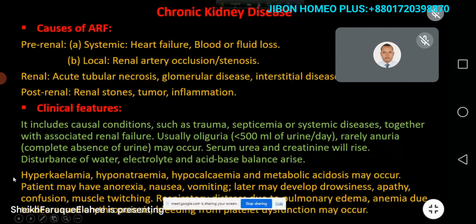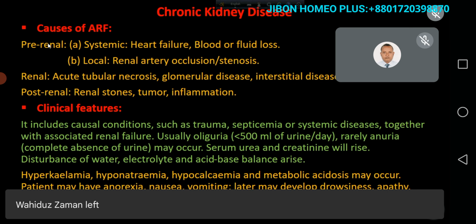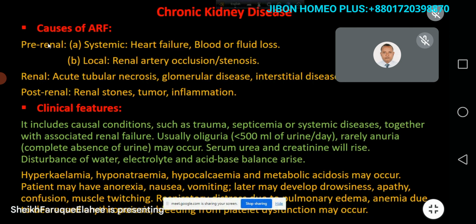So now what are the causes of acute renal failure? We can divide the causes into three: pre-renal, renal, and post-renal. Pre-renal means before the kidney. The cause is before the kidney is involved. Renal means it is due to a renal problem, kidney disease. Post-renal means the kidney is okay, but there is some problem after the kidney.